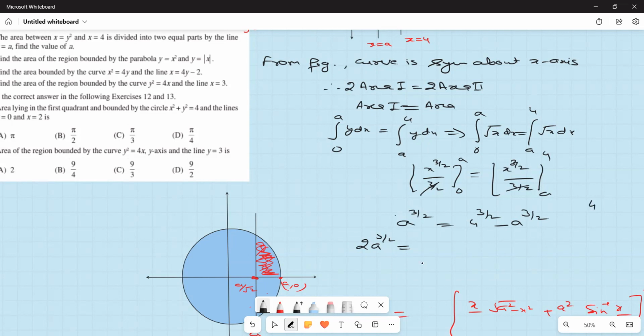This is 4 cube, its square root, na? So 4 cube, 4, 4, 4. 16 for the 64. 64 square root is 8. So a 3 by 2 is equal to 4. So a is equal to 4 raised to power 2 by 2 square units.